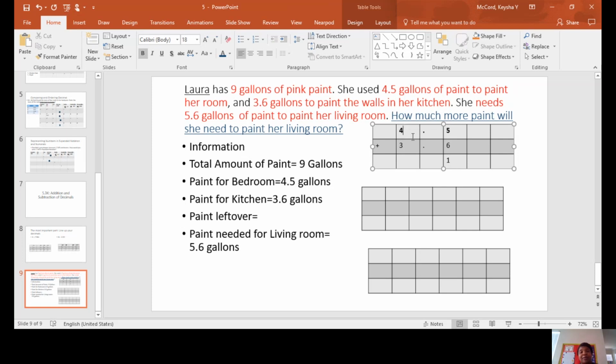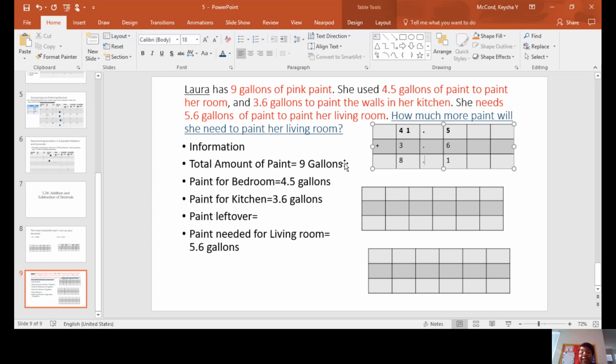So again, you'll be on paper. You can put it on top. I'm on the computer, I'm just going to put it beside it, okay? 4 plus 1 plus 3. 4 plus 1 is 5, plus 3 more is going to be 8. So far, how much paint have we used? 8.1, okay? So this is how much paint she has used so far.